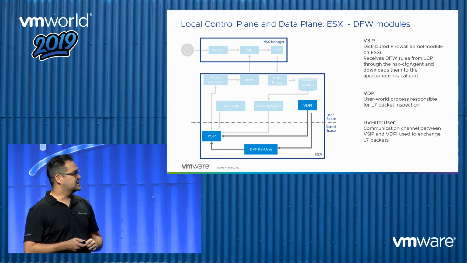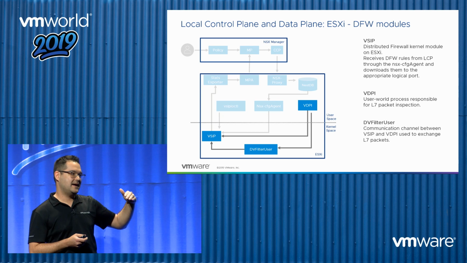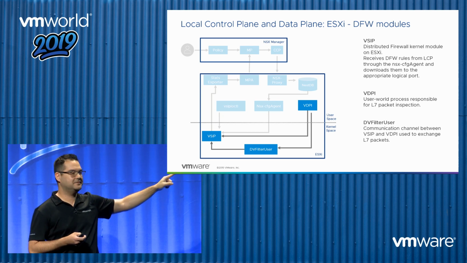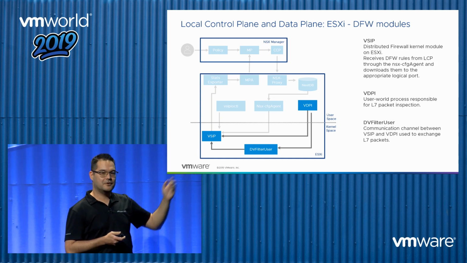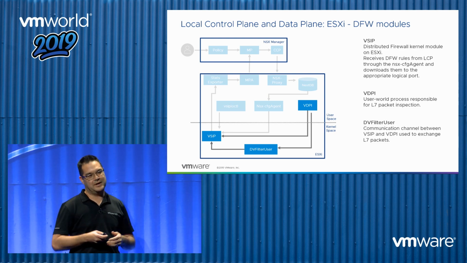And the DV filter user is the construct used to pass the packets when you set the action to punt or redirect. It uses that to take those first couple of packets of a flow, send it to the user world space into the VDPI for classification, and then it actually communicates back to vSIP on what it actually found in there.